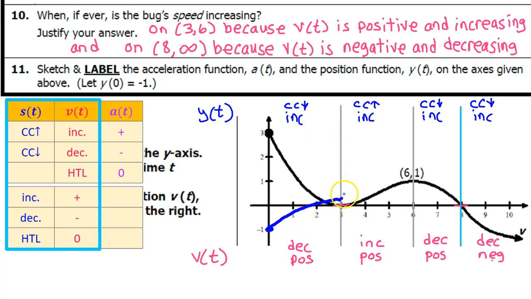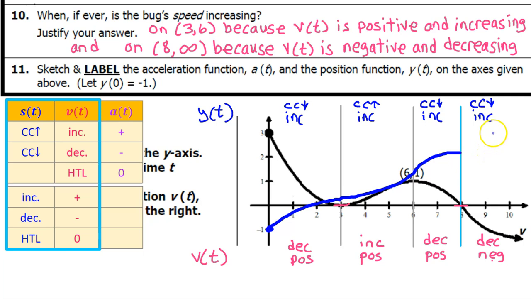In the next interval, y is concave up and increasing. No horizontal tangent line. So here we go, concave up and increasing, and that's it. In the next interval, y is concave down, increasing, and rounding out at a horizontal tangent line. So here we go, concave down, increasing, and rounding out at a horizontal tangent line.